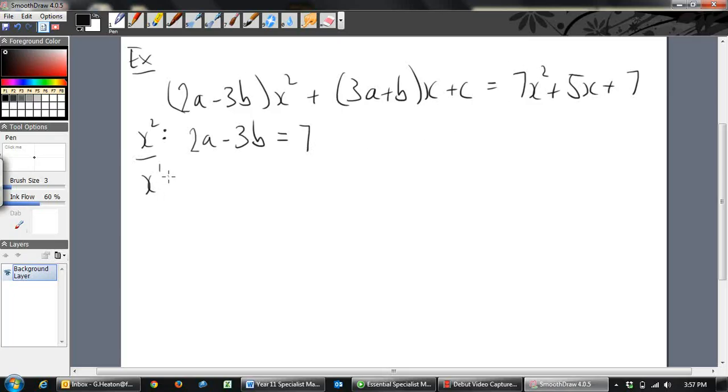Let's have a look at x to the power 1. What have we got? On this side we've got 3a plus b. On this side we have 5 x's. And lastly but not leastly, x to the power 0, or just our constant, however you want to say it. We've got c on this side, and we've got 7 on that side, so c equals 7. So already we've got c is equal to 7, and what we've got here is two equations.